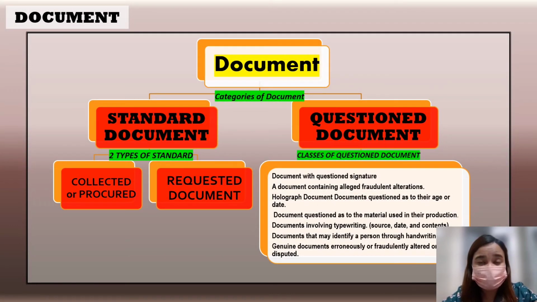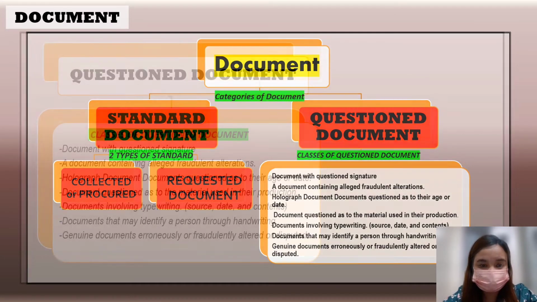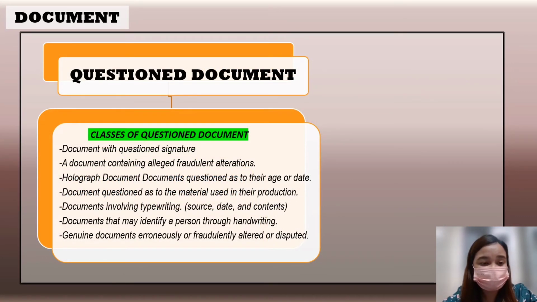At this moment, we already know the two categories of document as well as the two types of standard. Now, let's proceed to the discussion of the classes of question document. First, we have document with question signature. So, this is a type of document usually encountered by the document examiner. Why? Kasi po, signature is very important in our life.